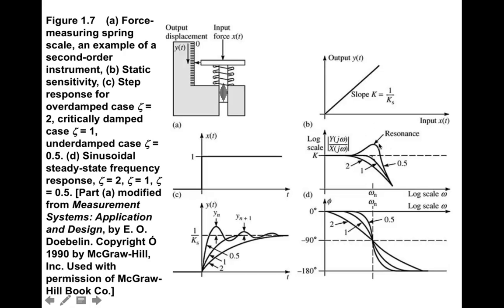Here is that response time as a function of time. So you see that in the case of the underdamped, here's your step input, and your output's going to be 1 over k sub s, where 1 over k sub s is your slope. So if your input is 1, your output's 1 over k sub s. What happens in that underdamped case is you overshoot and then you oscillate around your final value until you slowly reach it.